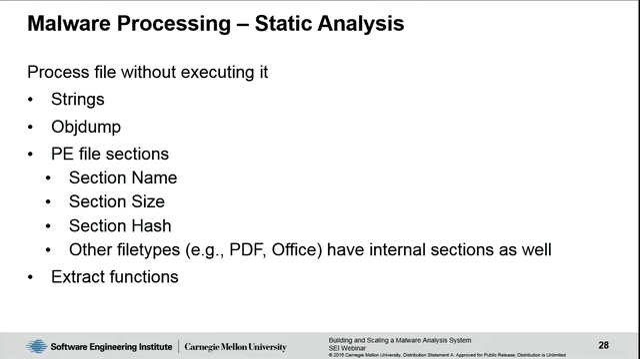So that if you've got a PE file, internally it's organized by sections, and you can get names and sizes and maybe even hashes of each of those sections. Other file types like PDF or Office documents have their own internal sections as well, and you might want to do that kind of static analysis for those. And if you have PE files that have functions, you could possibly extract those as well.